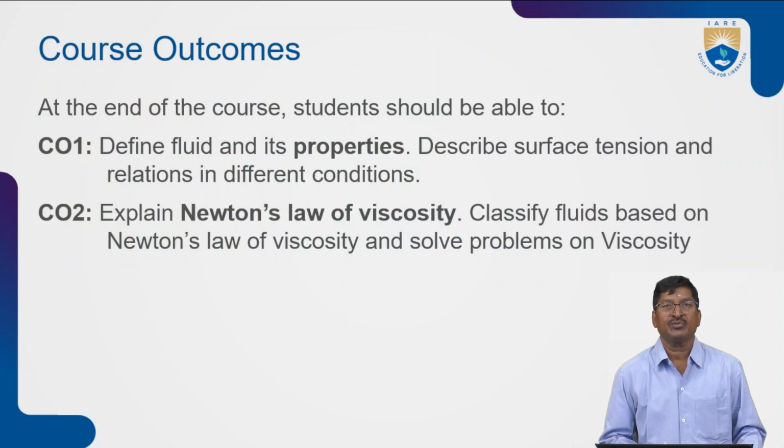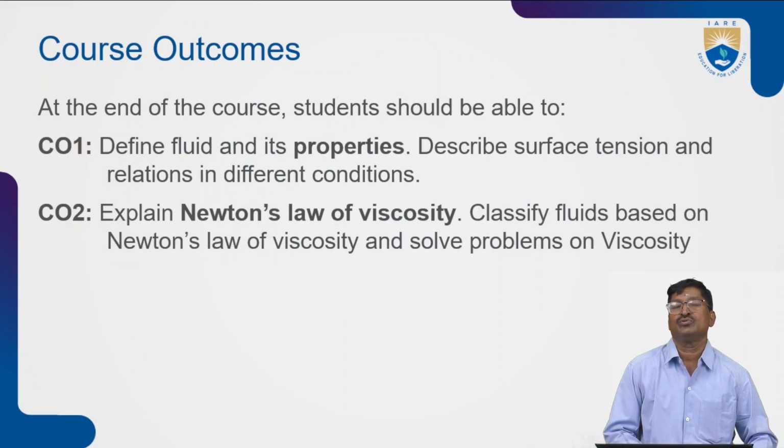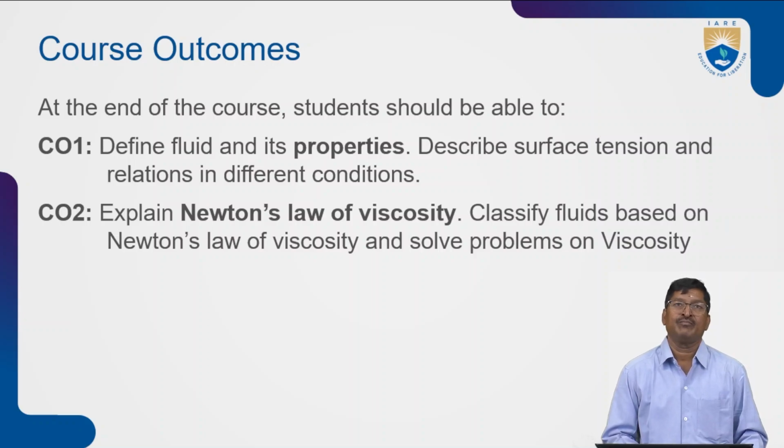Before going to the topic, the course outcomes, that means what students will be able to do or will have understood. Among these, CO1, course outcome 1 in this course, is that students can define the fluid and its properties and surface tension. They will get all that knowledge.